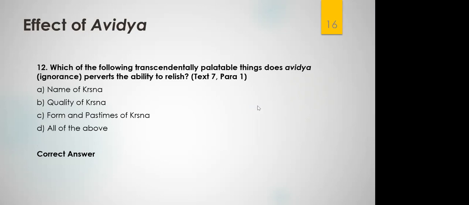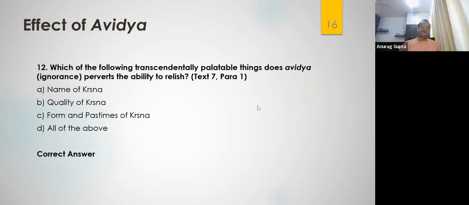And this avidya is coming from where? Avidya is coming from all these gunas: sattva guna, rajo guna, tamo guna, that are all covering our pure consciousness. Because of this avidya, we are not able to appreciate the name of the Lord, the purity of the Lord, the pastimes of the Lord and so on. So, the correct answer here is all of the above.